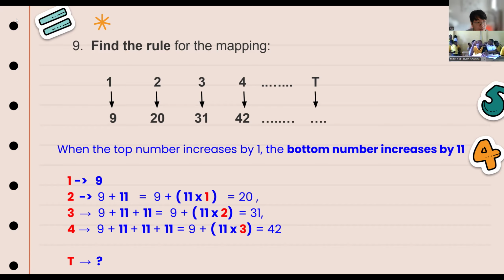So how many 11s are being added to each number? So in number 2, 11 is added, 11 times 1. In the third number, 2 11s are added, 11 times 2. So it's 9 plus 11 times 2. In the fourth number, 11 is added 3 times. So it is 9 plus 11 times 3.